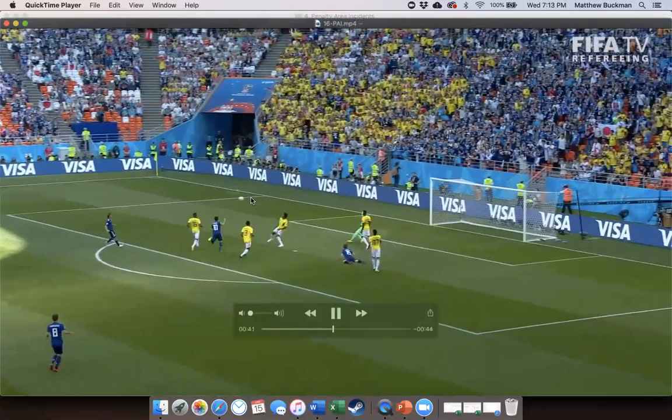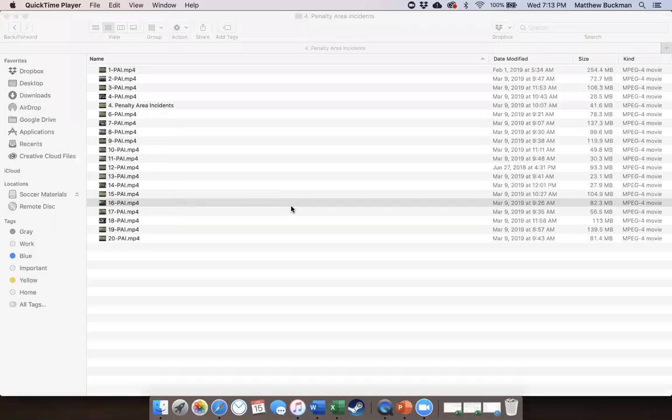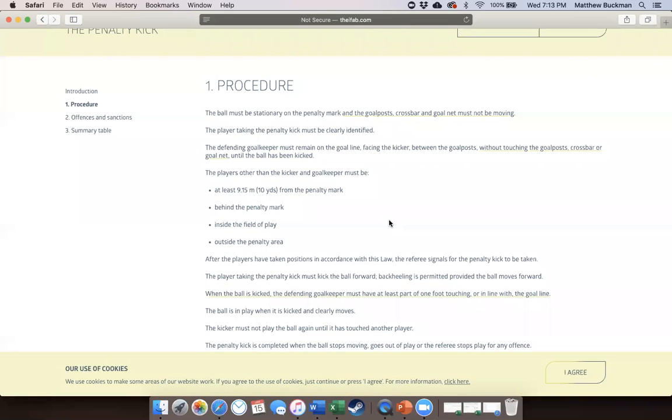So these are all things that happen out in the middle of the field. We give a direct free kick. If they happen inside the penalty area, we give a penalty kick. So moving on to what we do in administering a penalty kick.